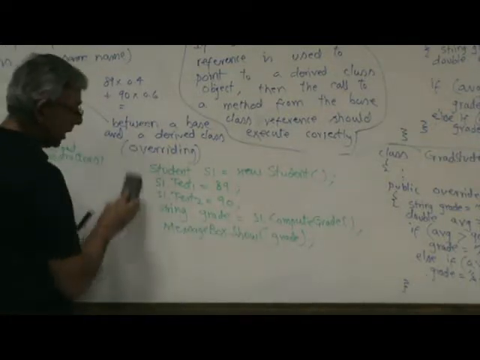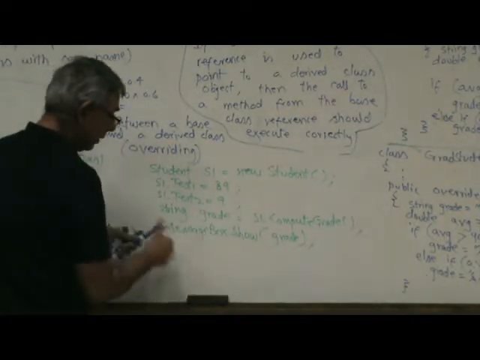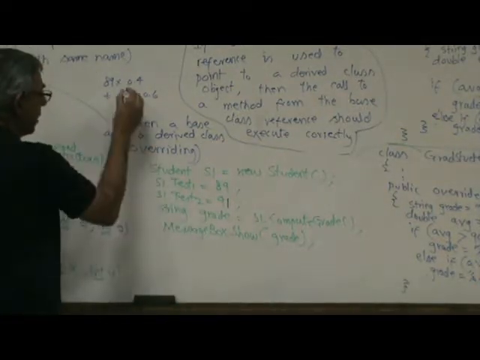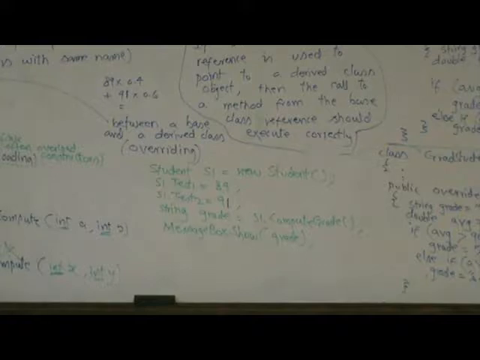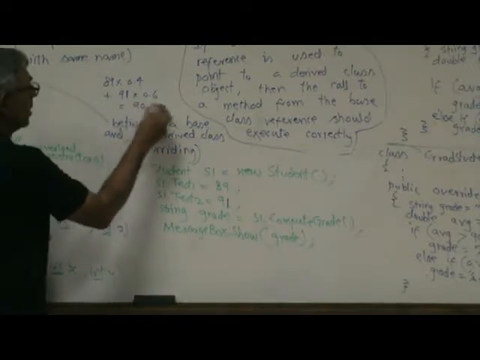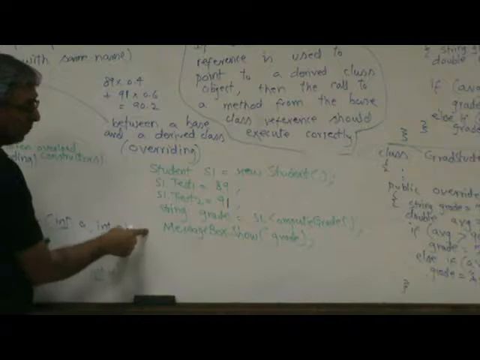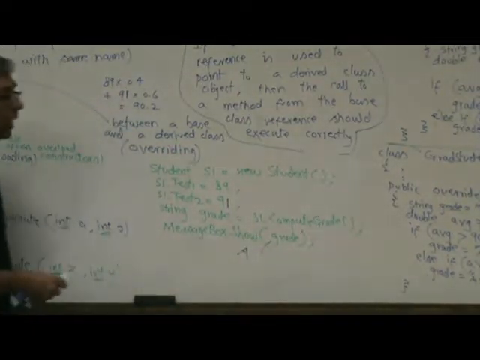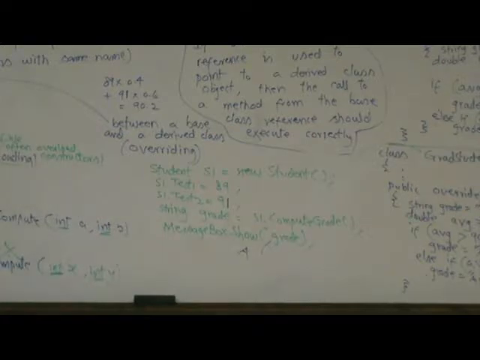Let me make this 91. How about making it 91? Now what will it come out to be? It should come out to be more than 90, is that right? 90.2, right? So obviously, what grade will be computed over here? A, right? Okay, so now let's go to the grad student.